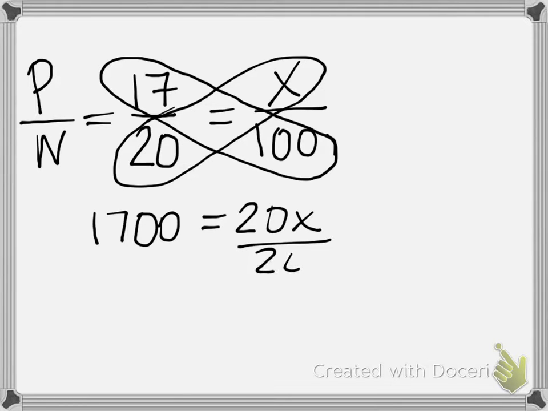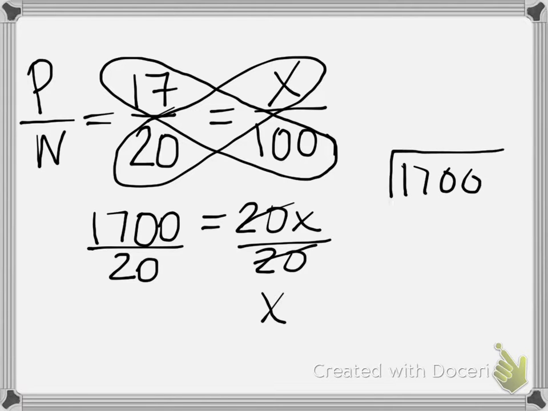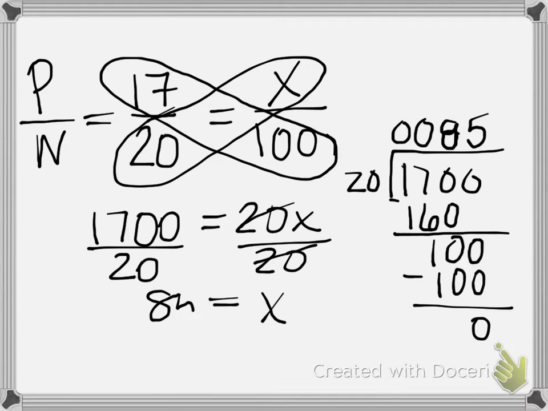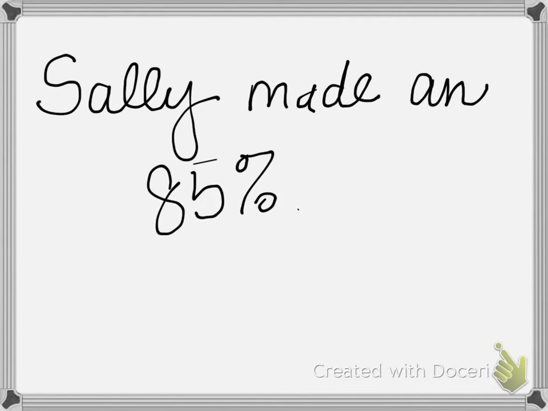We're going to divide by 20 on each side, and 20 divided by 20 cancels out because it is equal to 1X. Now let's divide 1700 by 20 over here on the side. 20 goes into 1 0 times, into 17 0 times, and into 170 8 times. When we subtract 160, we get 10, bring down our 0, and 20 goes into 100 5 times. So X equals 85. Or we can say that Sally made an 85%.